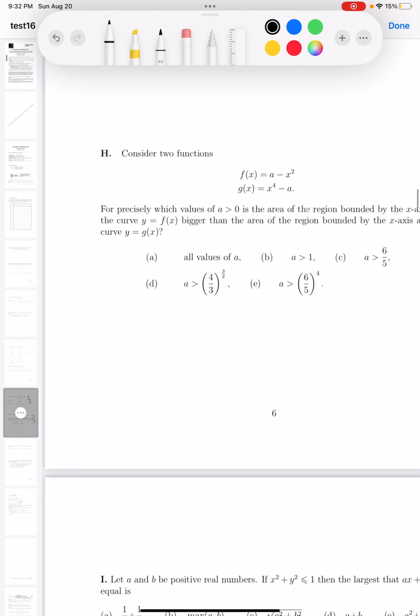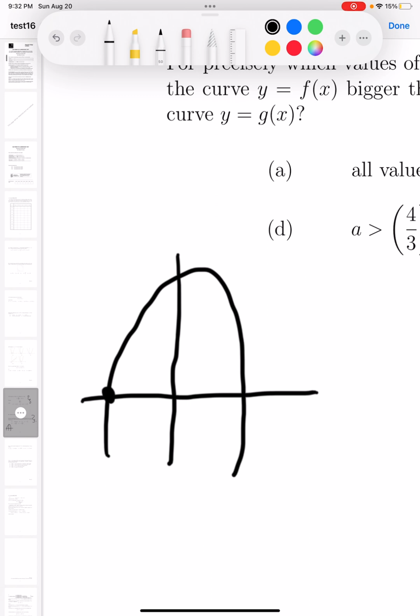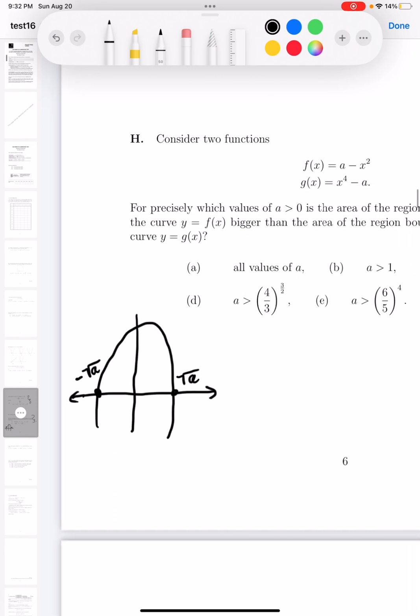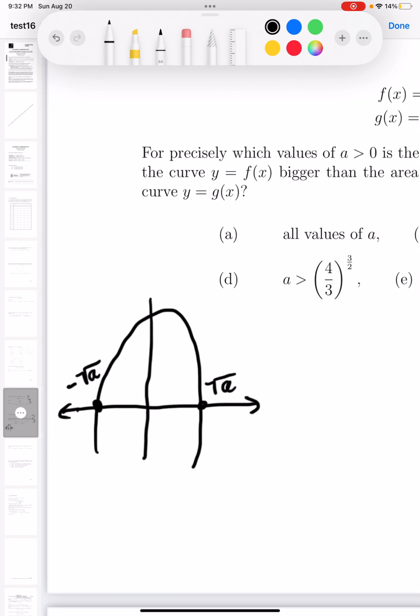Okay, so let's try and graph this to get a good picture of what's going on. You have a minus x squared, so it's going to be some curve like this, and then the roots will be negative root a, and this will be positive root a here. That's one graph, and we want to find basically this shaded region here.